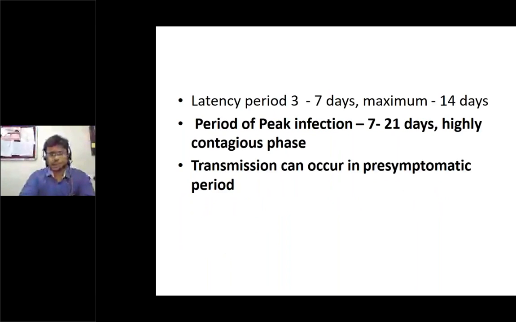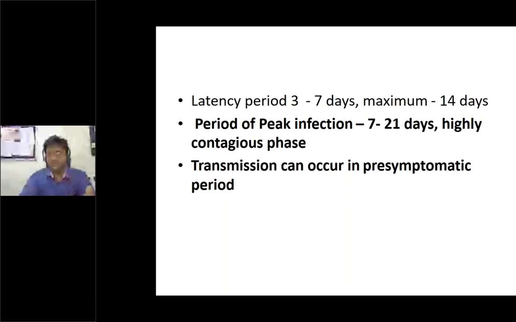The latency period for this virus is 3 to 7 days, meaning that from the entry of the virus into the person's body to the disease manifestation, it is approximately 3 to 7 days. The maximum period is 14 days. The period of peak infection is between 7 to 21 days, which is considered as a highly contagious phase. This is the phase where patients encounter us, and we are at high risk of getting these infections too. The other aspect is that transmission can also occur in the pre-symptomatic period, which is the problem with this COVID-19 virus.